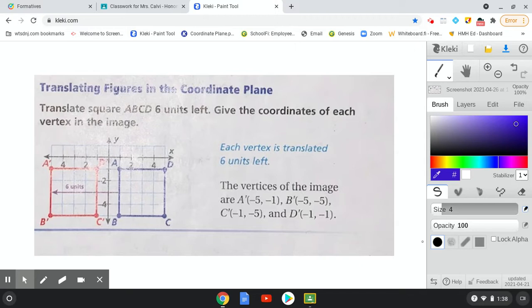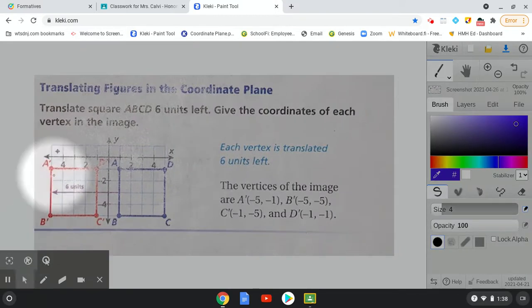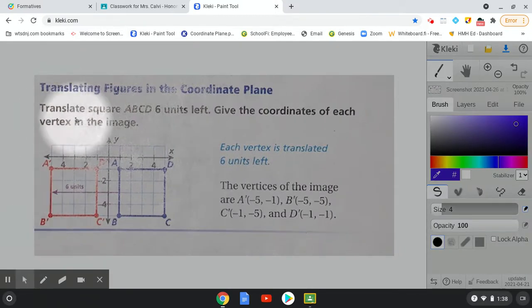I'm going to do a few short videos. This one is going to solely be on translating figures in a coordinate plane. So basically when we translate, all we're doing is moving the figure based on the directions in the problem. So here it says translate square ABCD 6 units left. Give the coordinates of each vertex in the image.